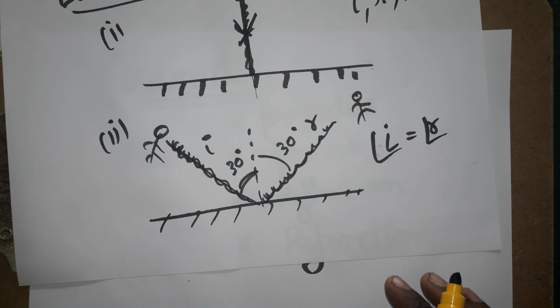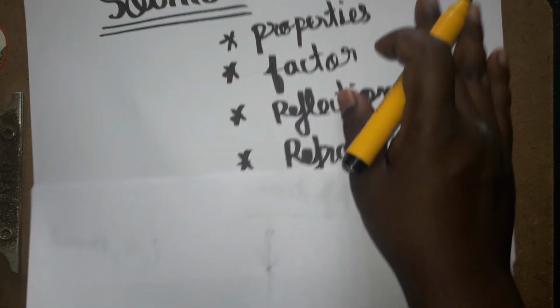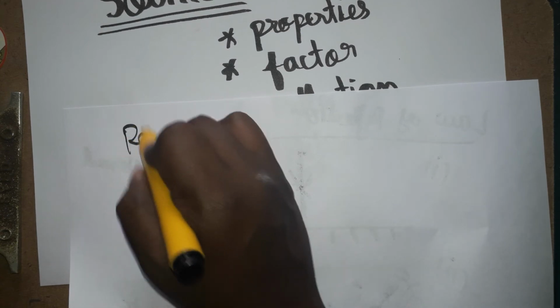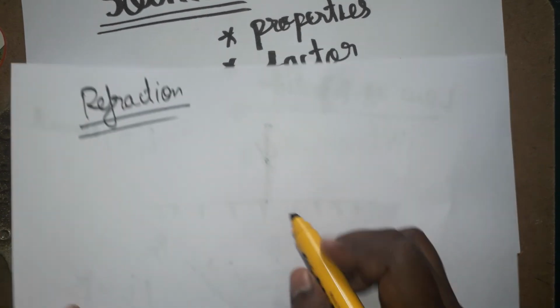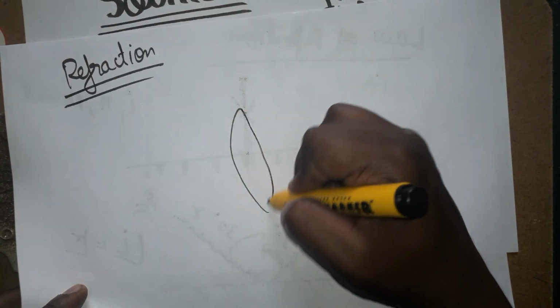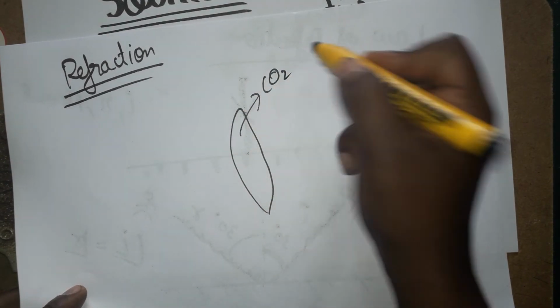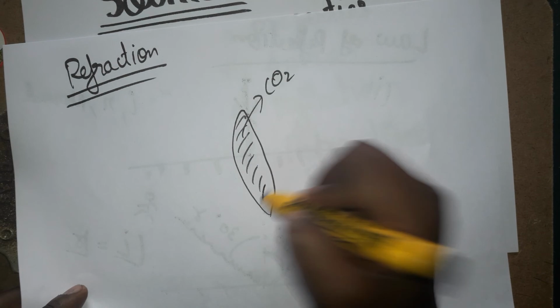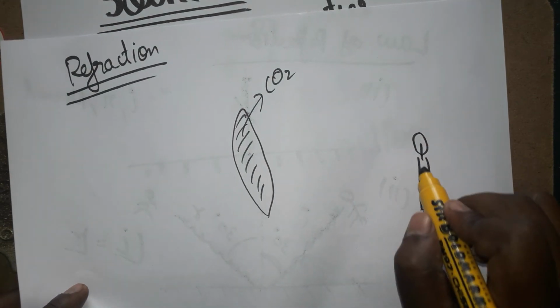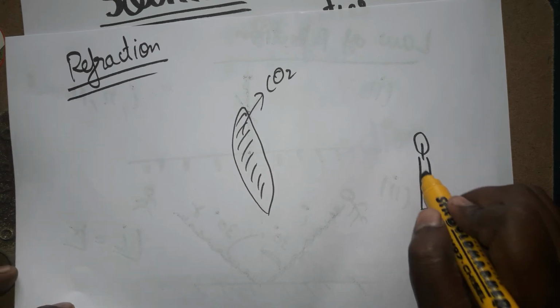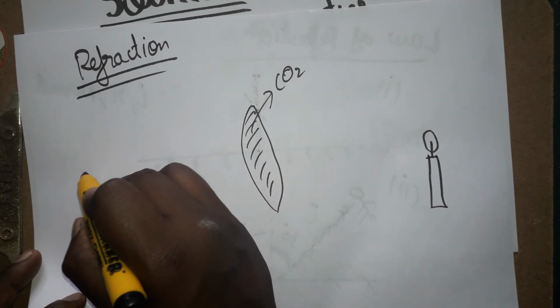Then sound has the refraction property also. I am going to explain how sound has the refraction property. Here I have an air bag filled with CO2, like a convex lens. This is called the air bag. Here I have the candle. This is the experiment to prove that sound has refraction also. Here is the source of sound.